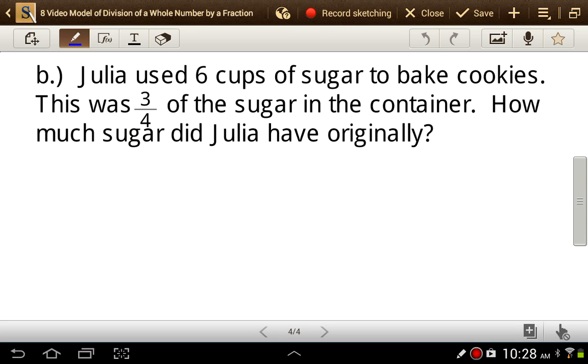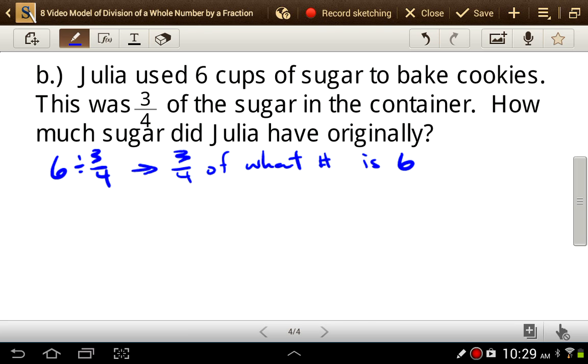Okay, in the last one, Julia used 6 cups of sugar to bake cookies. This is 3/4 of the sugar in the container. How much sugar did she use originally? Well, I'm going to do 6 divided by 3/4, or 3/4 of what number? My original number is 6. That's what I'm doing here.